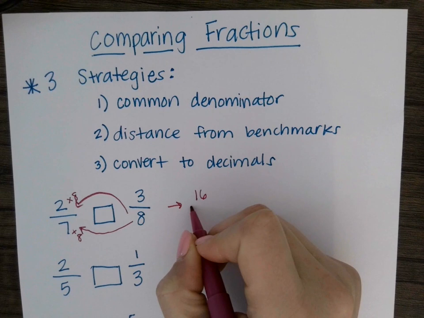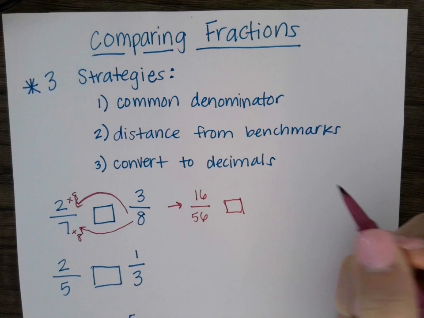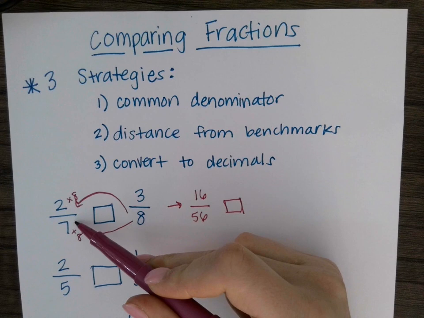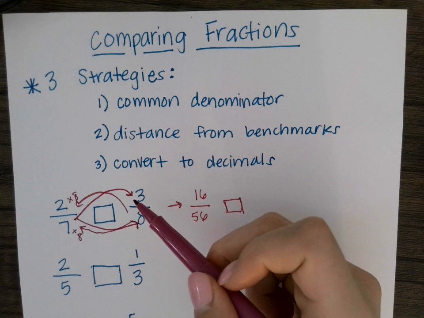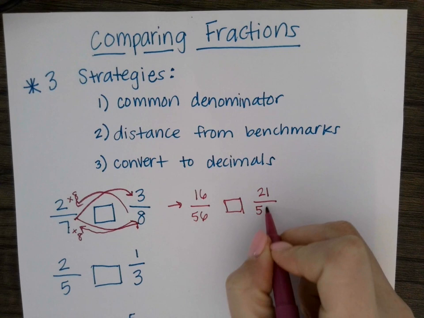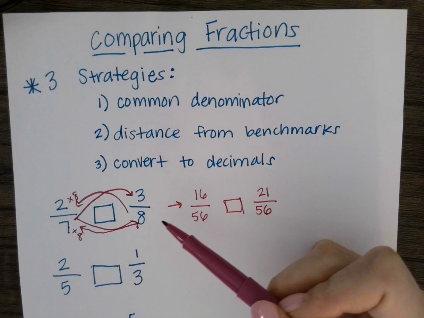versus, and then same thing, this is my second fraction, so I'm going to take my first fraction's denominator and multiply it by this whole fraction. So 7 times 3 is 21, and 7 times 8 is still 56. Okay, so now my common denominator is 56. I just multiplied my two denominators together to get that.